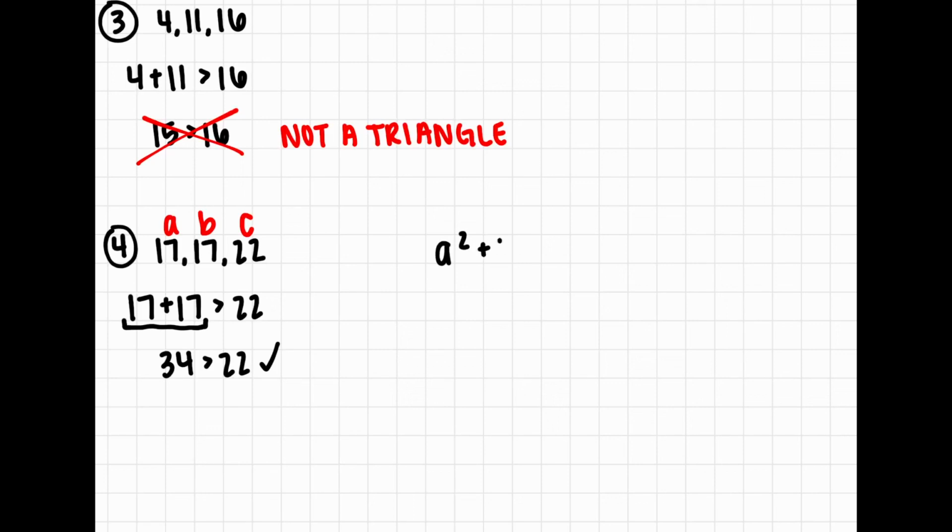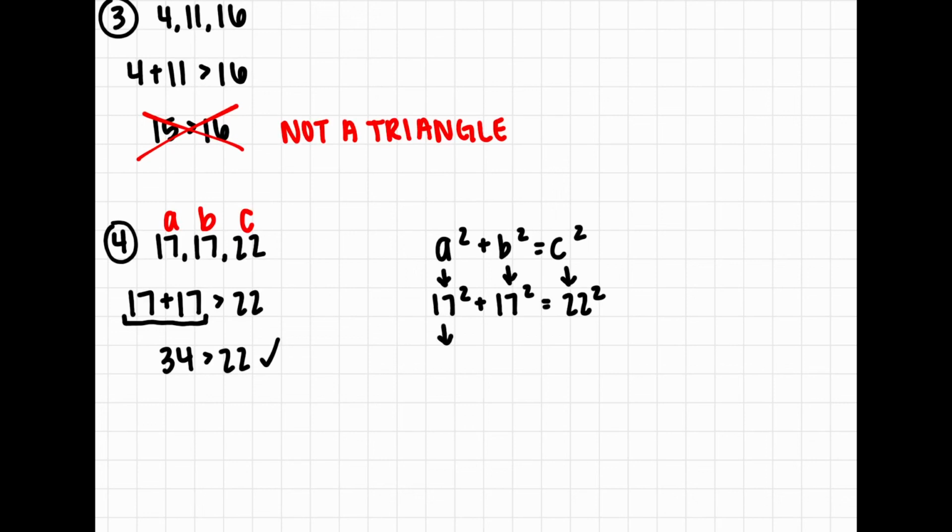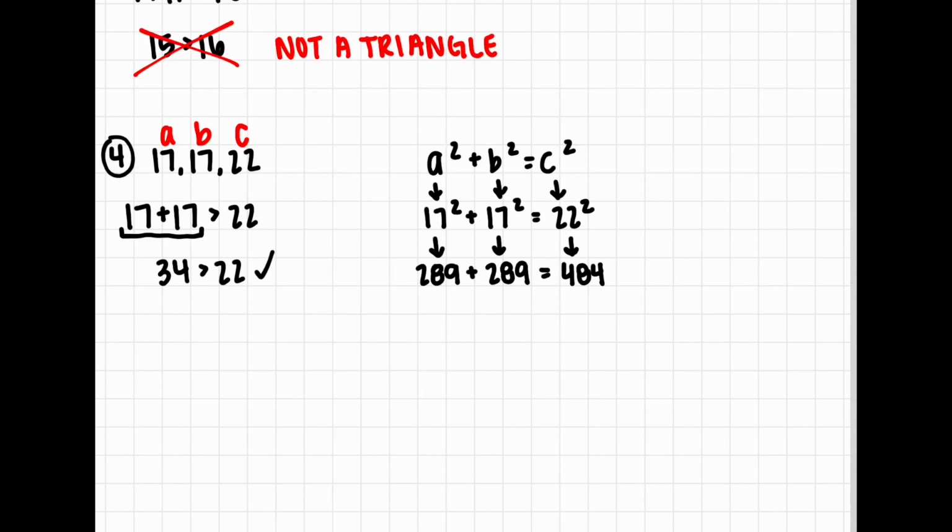I'm now going to plug this into the Pythagorean theorem. A squared plus B squared equals C squared. My A here was 17, so 17 squared, plus my B was also 17, 17 squared is equal to my C, which is 22 squared. When you plug it in, 17 squared or 17 times 17 gives you 289, plus 17 squared again is 289, and it's equal to 22 squared or 22 times 22, which is 484. Again, you simplify the left side. 289 plus 289 gives you 578.